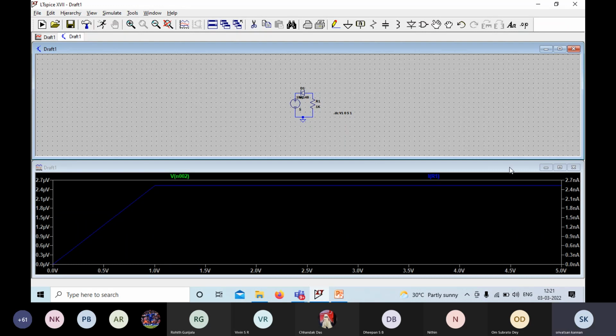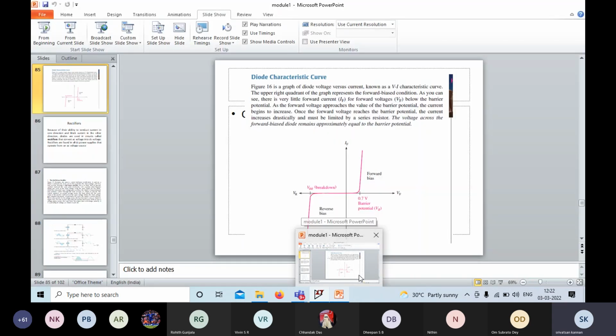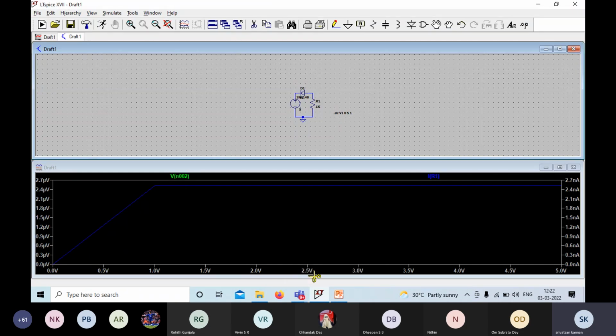So now the diode is done, right? Forward and reverse characteristics is completed. Next, what is the application of diode? Diode allows current in one direction. What is the use of this? So we need to convert the AC signal into a DC signal.